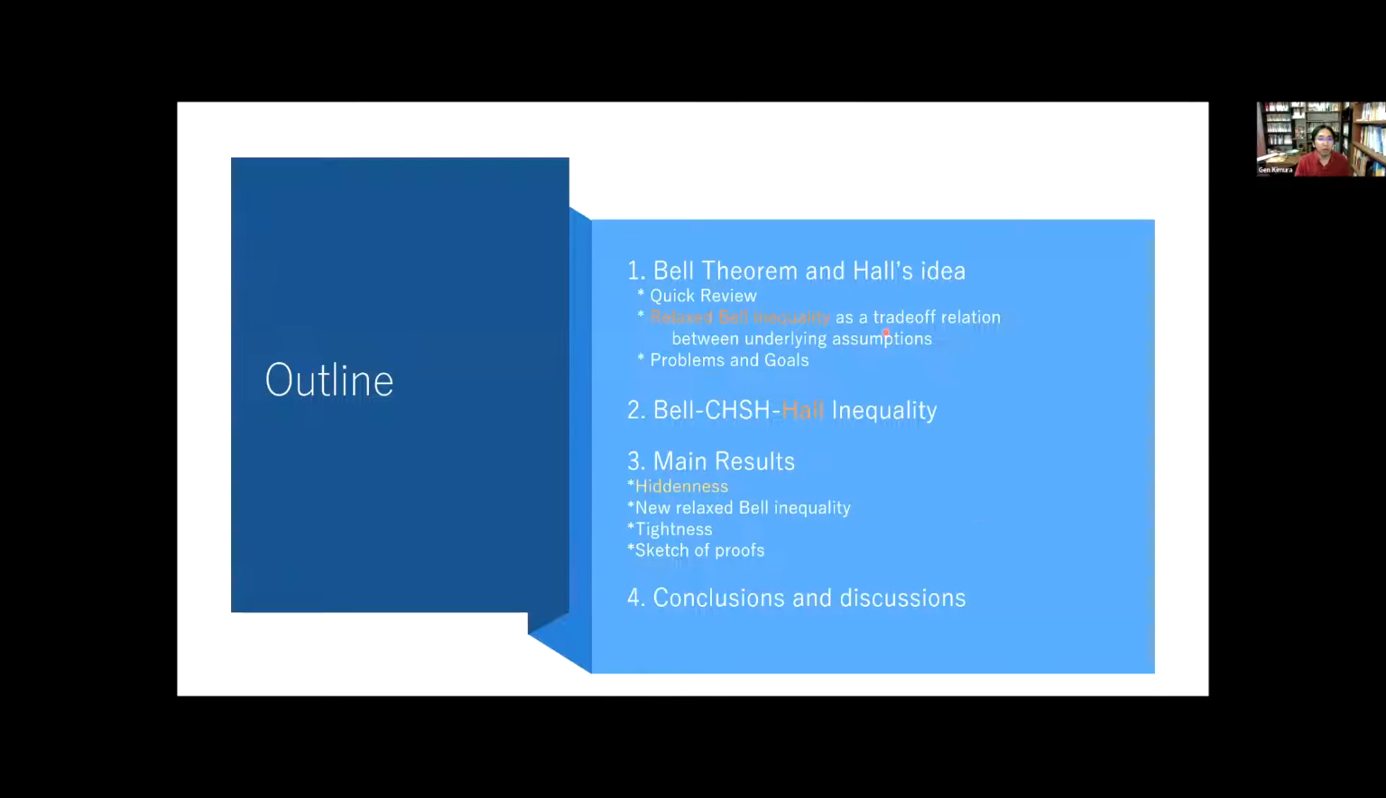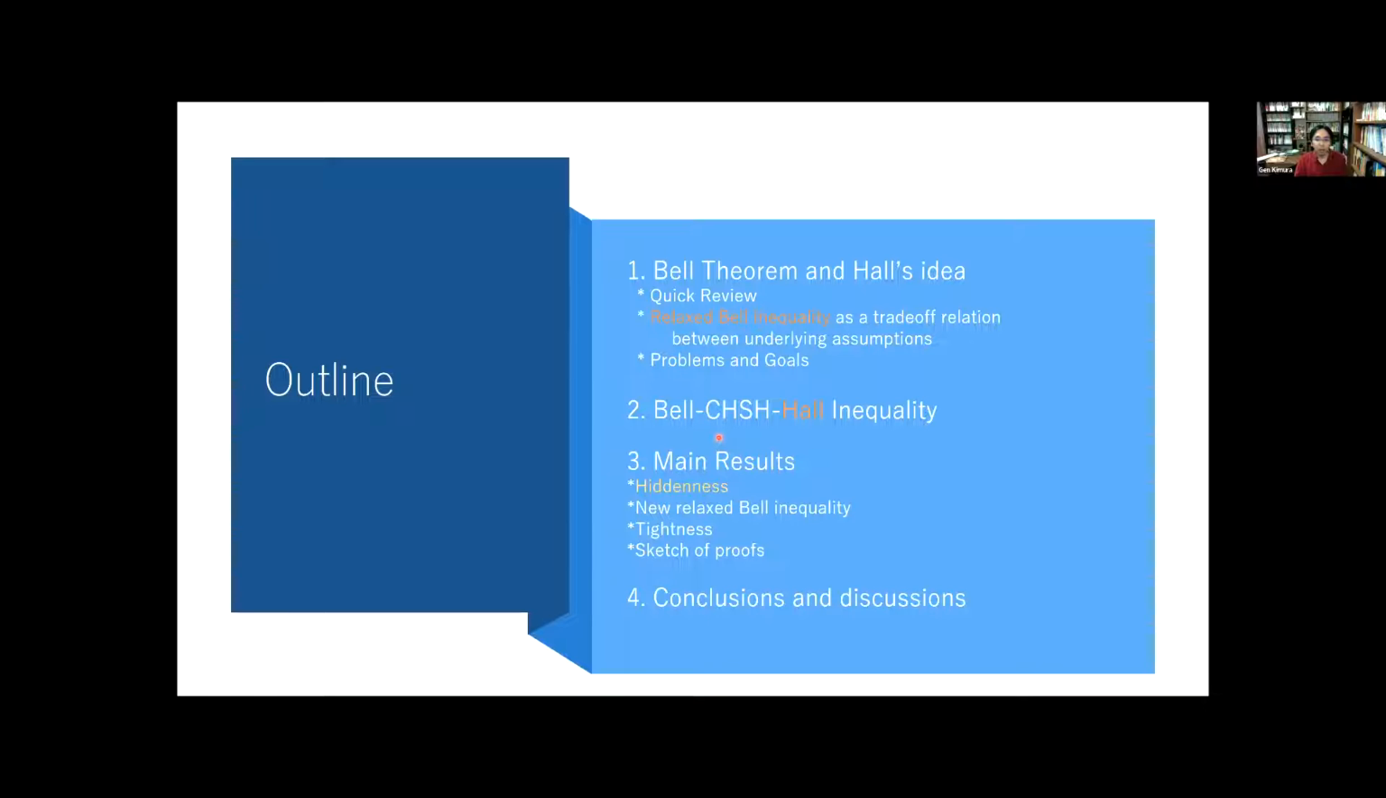So this is the outline of today's talk. First, I start from a quick review of Bell's theorem and introduce Hall's idea, which generalized Bell's inequality, which was called by Hall himself a relaxed Bell's inequality, as a trade-off relation between the quantitatively measured underlying assumptions. And after sharing some problems, I'll tell you the goals of this study.